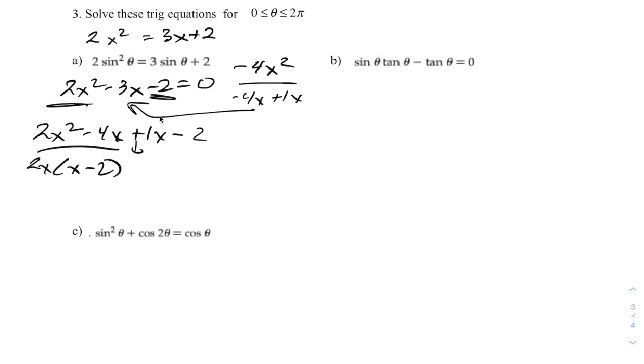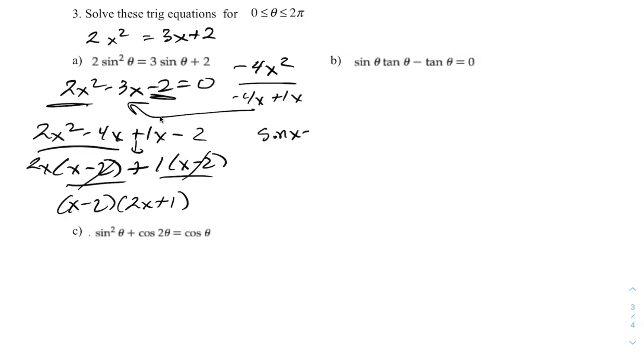Always bring down the middle sign. These have nothing in common, so we'll pull out the 1. These factor. I still have the 2x plus 1's left over. Pull those out. So that's all factored. Now I just have to go back and put my sine in. So it's sine of x minus 2, but I'll leave it x for now, and 2 sine of x plus 1 equals 0.